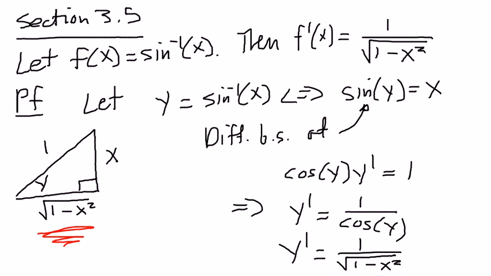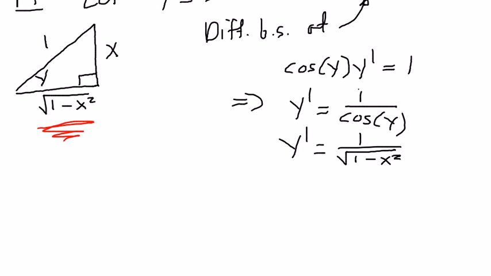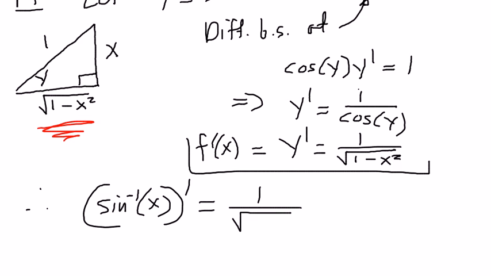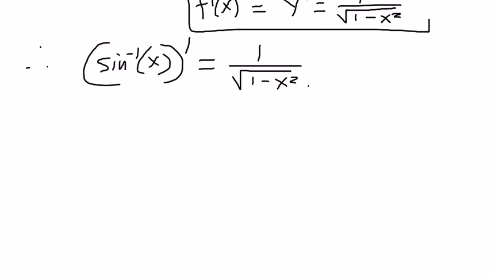So there we have y prime, which, since y was already sine inverse, that's going to be f prime, is 1 over the square root of 1 minus x squared. So therefore, if we take sine inverse's derivative, we end up with 1 over the square root of 1 minus x squared. Okay. To do our cosine, you do basically the same thing.